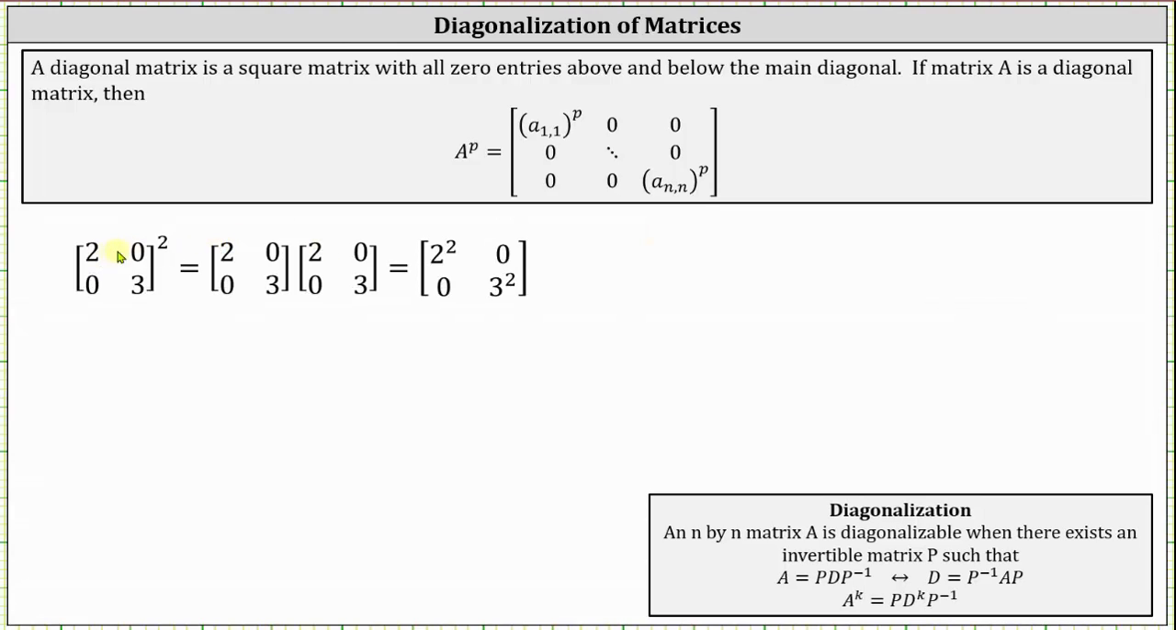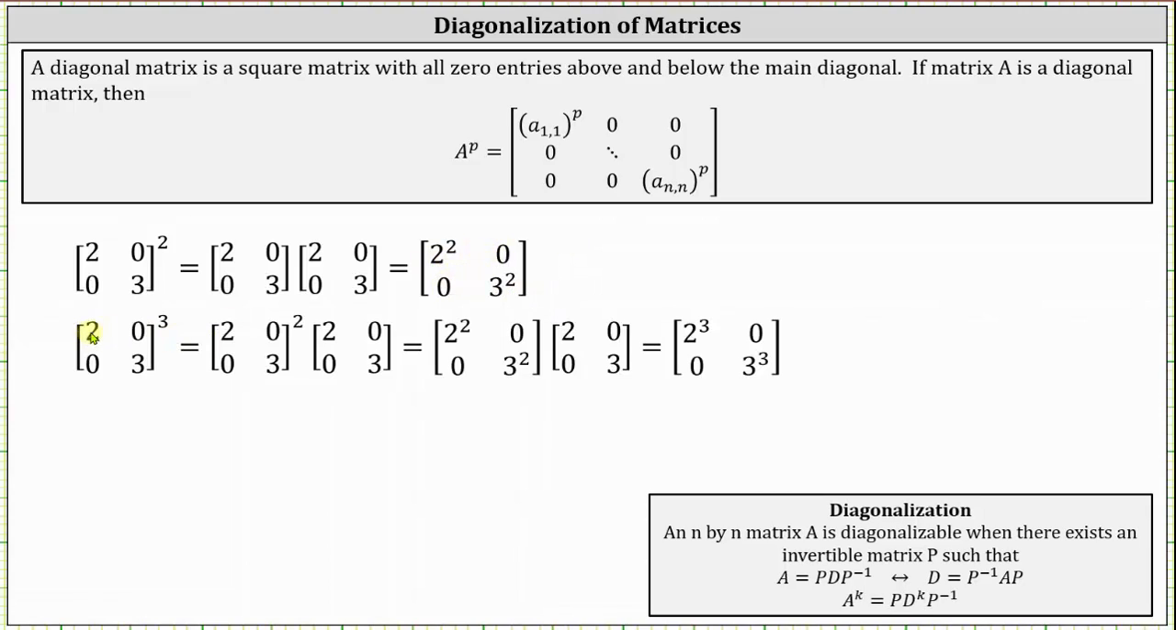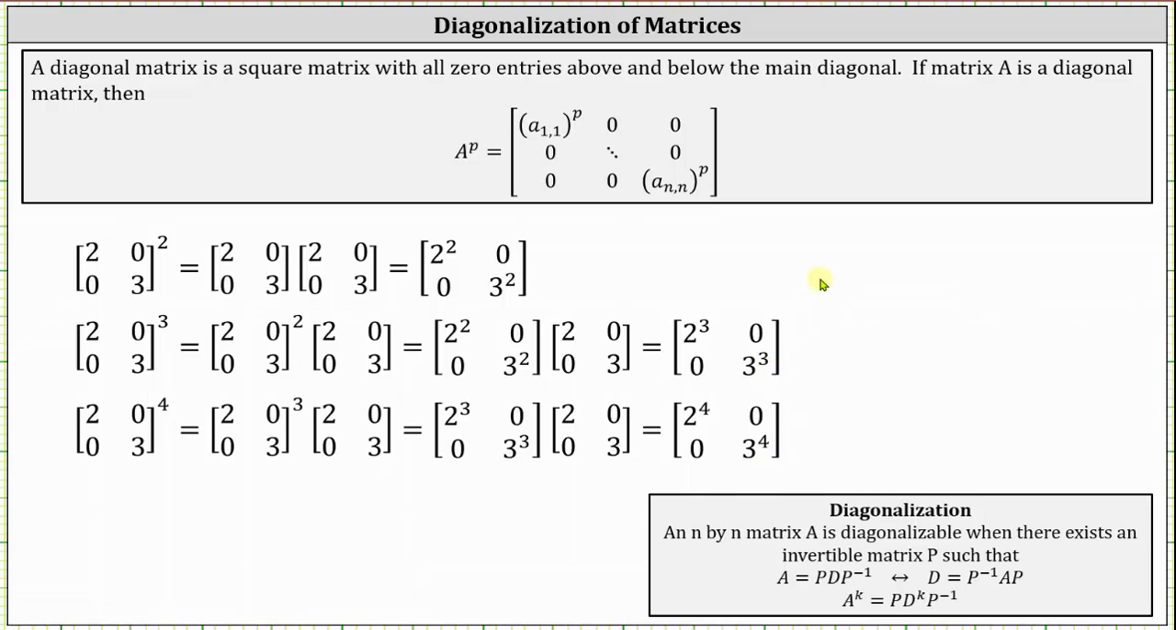The square of the matrix 2, 0, 0, 3 is equal to the matrix 2 squared, 0, 0, 3 squared. The cube of the matrix 2, 0, 0, 3 is equal to the matrix 2 cubed, 0, 0, 3 cubed. And the fourth power of the matrix 2, 0, 0, 3 is equal to the matrix 2 to the fourth, 0, 0, 3 to the fourth. You may want to pause the video and verify these products.